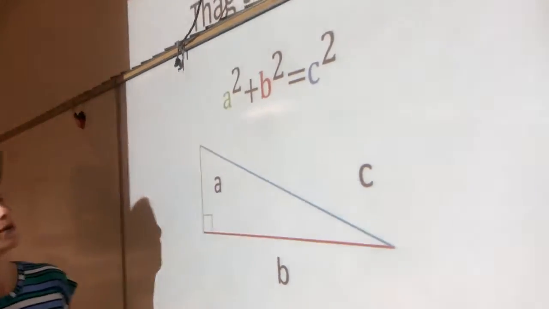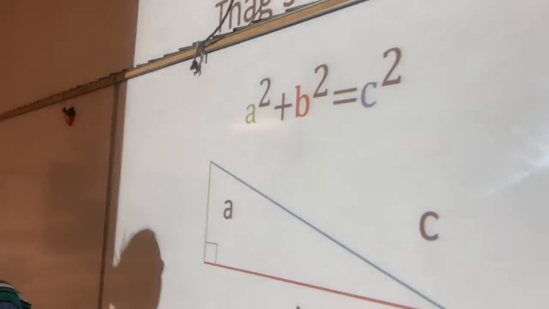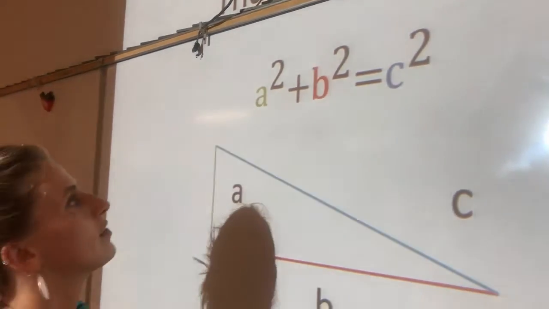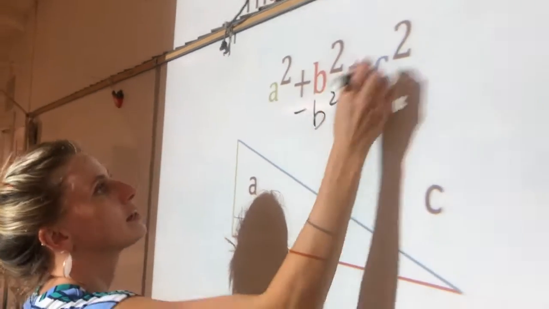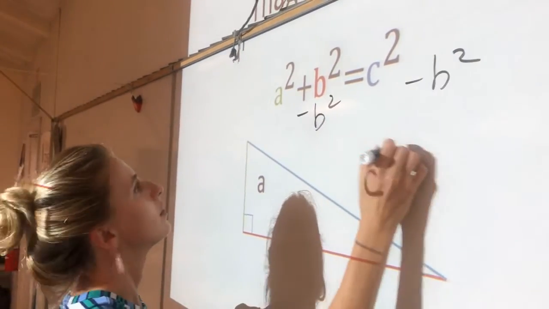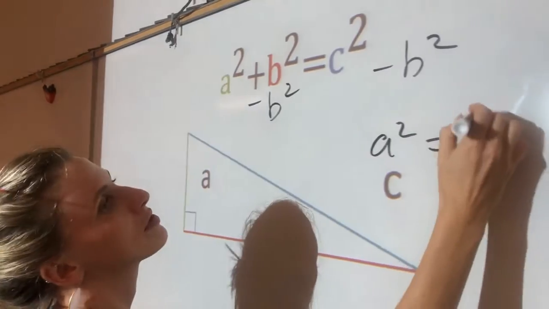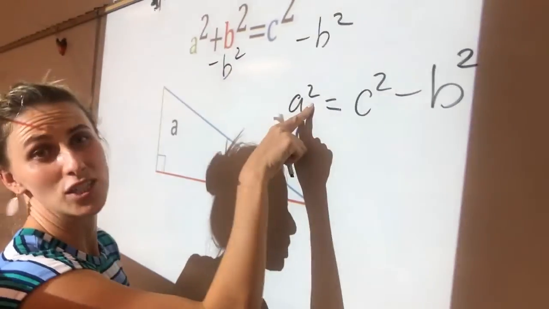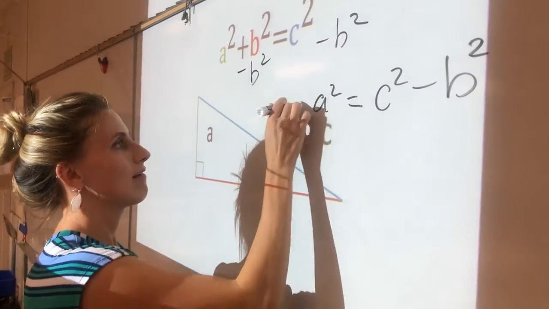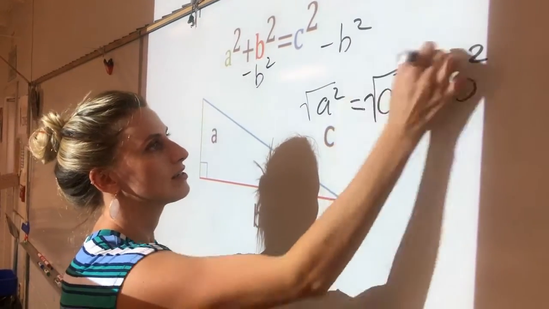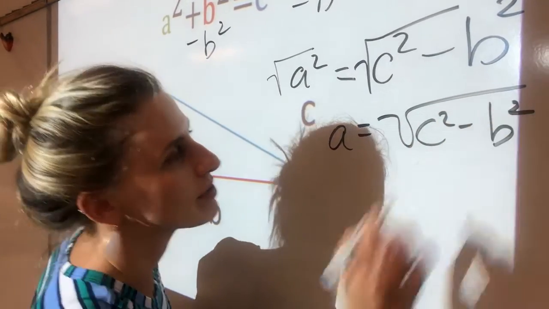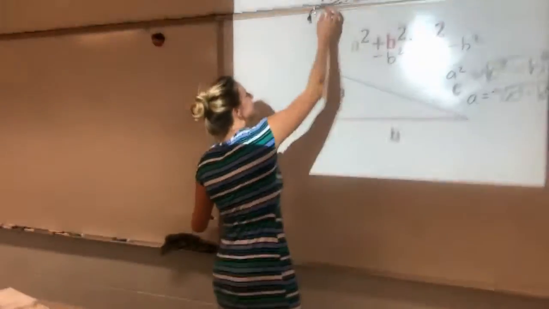Should we solve for A too? It'll only take a moment. How do you get A by itself? Well, first we've got to get rid of B squared. Minus B squared on both sides. A squared equals C squared minus B squared. We've got to get rid of that 2 again. Square root. A equals the square root of C squared minus B squared. Done. Easy.